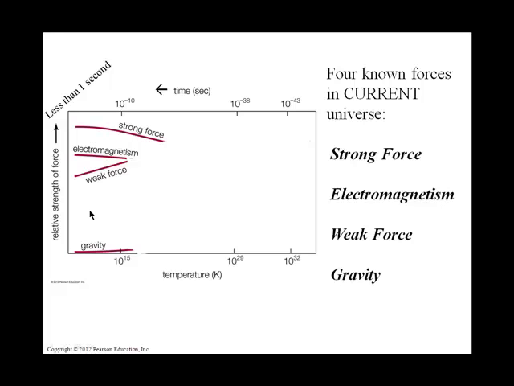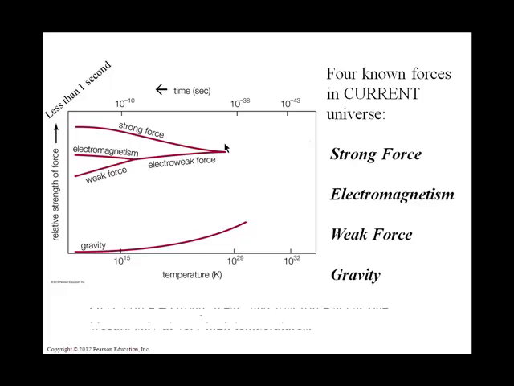Well, you go back about 10 to the negative 10th seconds after the Big Bang, and we start to see some forces combine. Specifically, we see the electromagnetic force and the weak force combine to make what we call an electroweak force. The strong force wasn't as strong as it is now, and notice that the force of gravity was stronger back here. Looks like we're looking at 10 to the negative 38th of 1 second after the Big Bang. Is that cool or what?